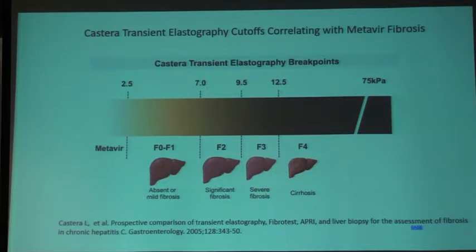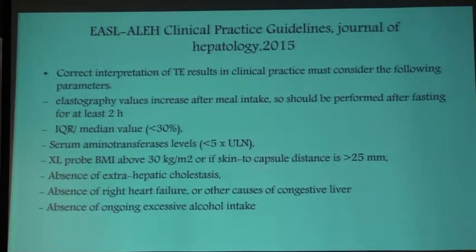F4, by the way, is the only established cirrhosis. So above 12.5, we can say with comfort that this patient has established cirrhosis, from 12.5 up to 75. This is a very important point. And from this figure, we can ask for an upper endoscopy to evaluate the patients and to evaluate the portal hypertension, whether the patient has esophageal varices or other complications as well.